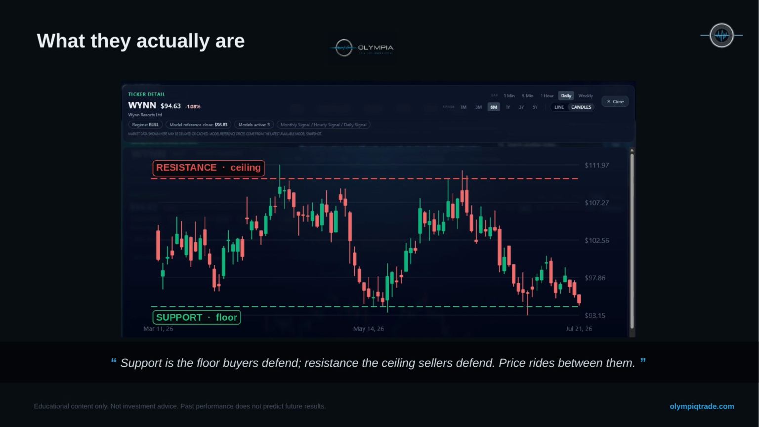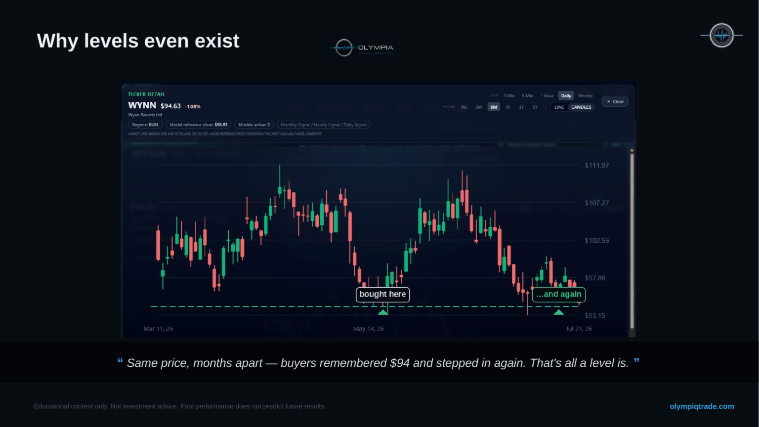Support is the floor, where buyers keep stepping in and stop the fall. Resistance is the ceiling, where sellers keep showing up and cap the rally. For months, price just rides between them, bouncing off the floor, rejecting off the ceiling, a floor and a ceiling. That's the whole idea. So why does a random price suddenly matter?